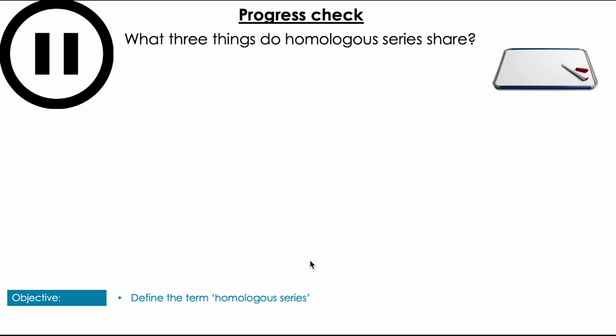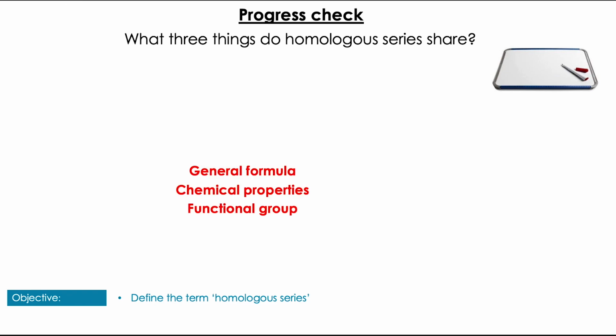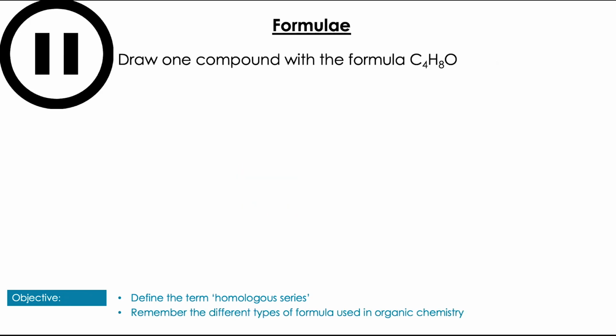Pop 'em up! That's right, it's the general formula, the chemical properties, and the functional group. So the next is not for your whiteboards, it's just for the next task. I want you to pause and just draw one compound, any compound that's a valid Lewis structure, that has the formula C4H8O. Just pause the video, give that a go.